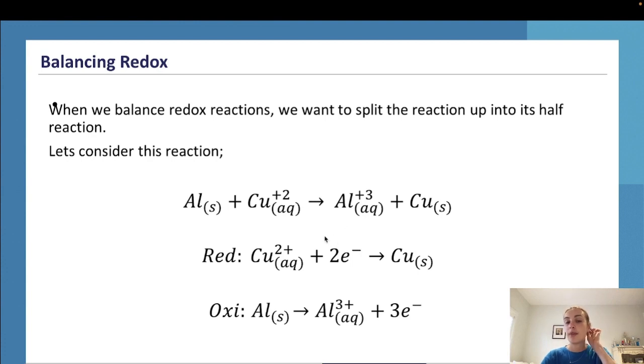So we can see that with our reduction reaction, we've got copper 2+ and then 2 electrons, so that the net charge of this side of the reaction is equal to the net charge of this side of the reaction, because obviously we've got +2 and then -2. We can add those together, that's going to give us 0, and then on this side that's 0, and then we're going to have +3 and -3 gives us 0 on this side as well.